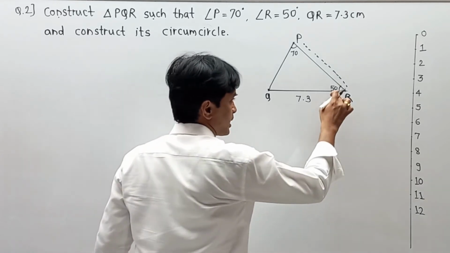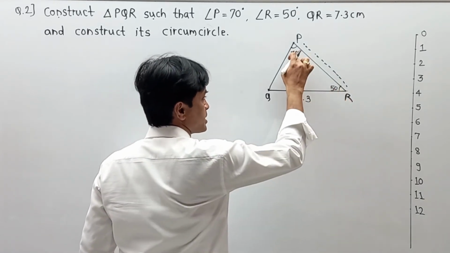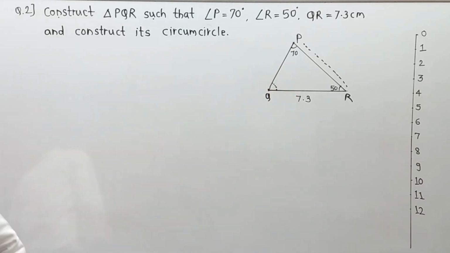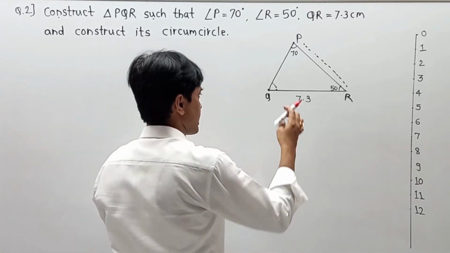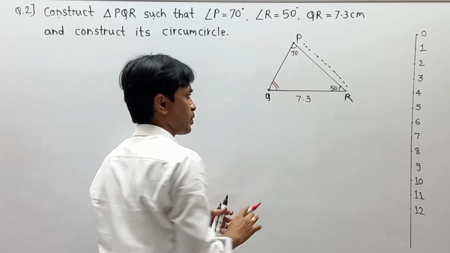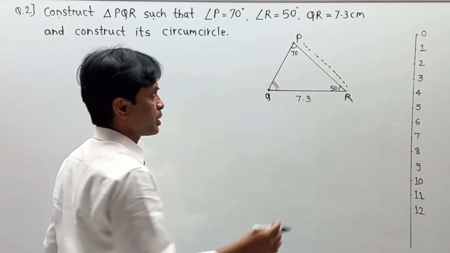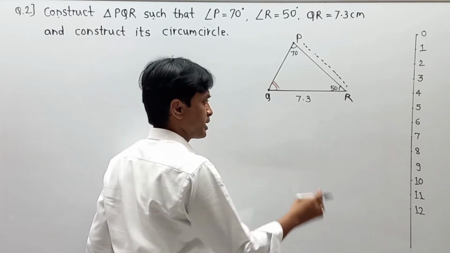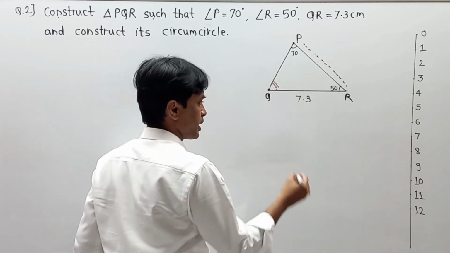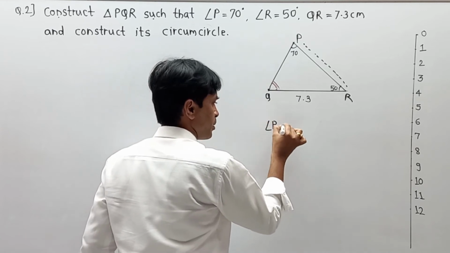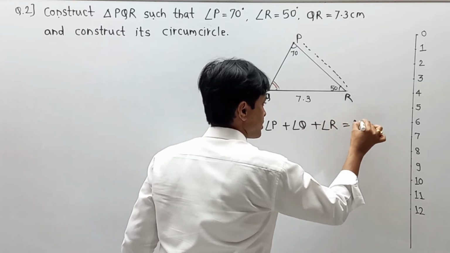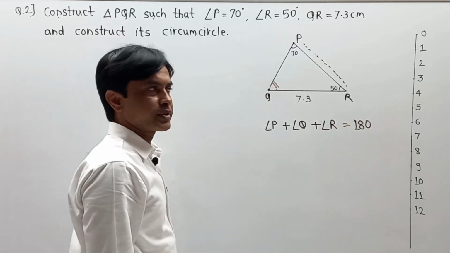But it is very easy: if angle R is 50 and P is 70, then we can find this angle by mathematical calculation. We can calculate this angle Q over here, which is unknown for us. How? Please pay attention. We know that angle P plus angle Q plus angle R, the sum of the angles of a triangle, is 180 degrees. If you want to write a statement, you can write: angle P plus angle Q plus angle R is 180 degrees, sum of the angles of a triangle.